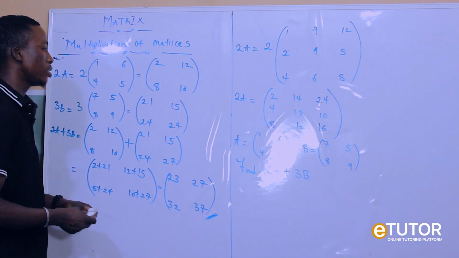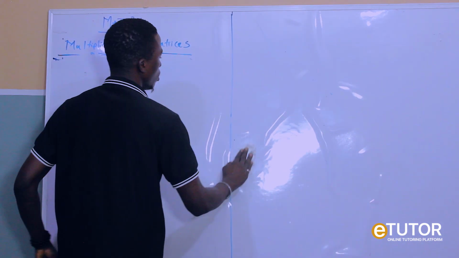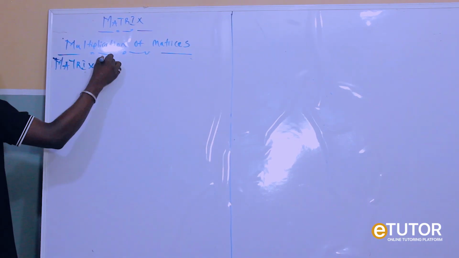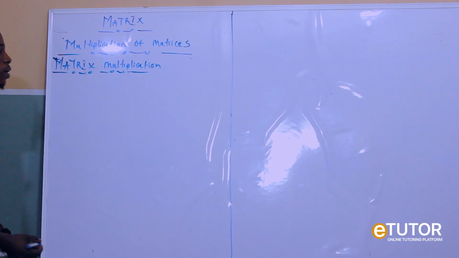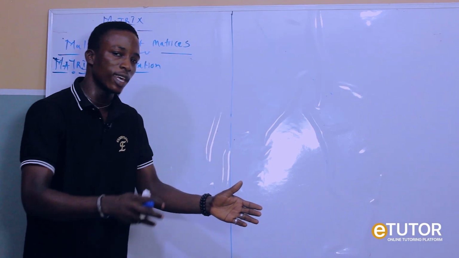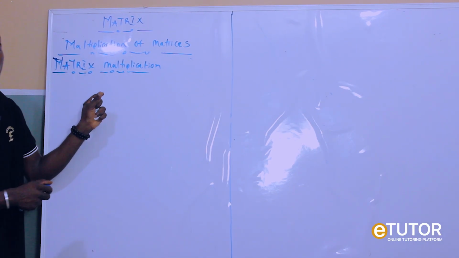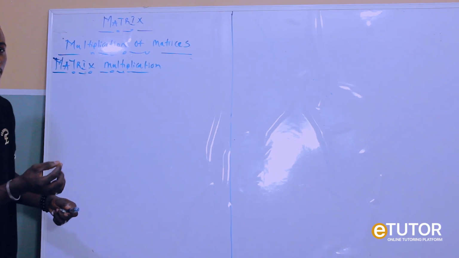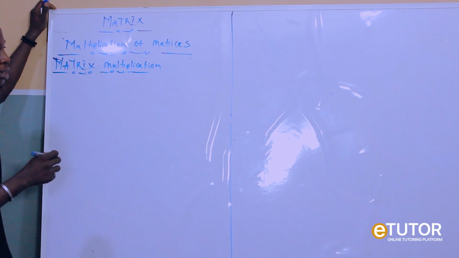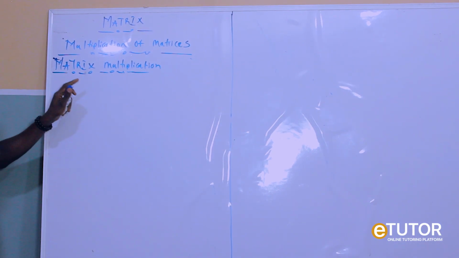So the next thing now is the matrix multiplication. I said this involves you multiplying a matrix with another matrix. This is the part where students actually find it a bit complex, but let us decipher that together. Here, there are certain rules you have to abide by to be able to multiply matrices together.